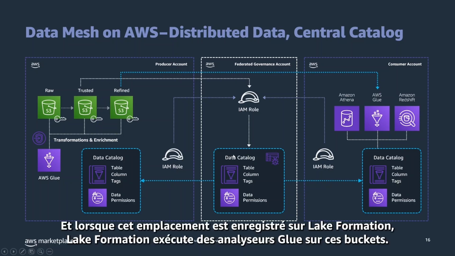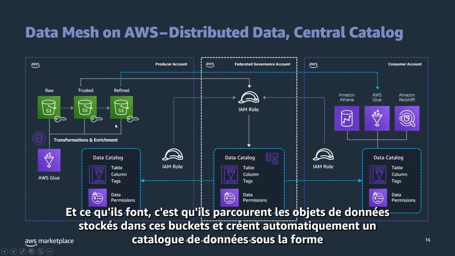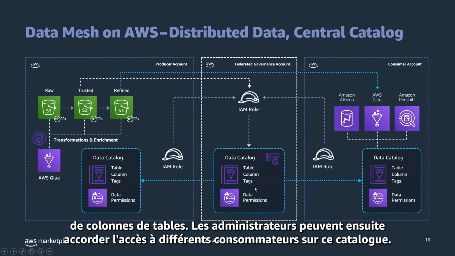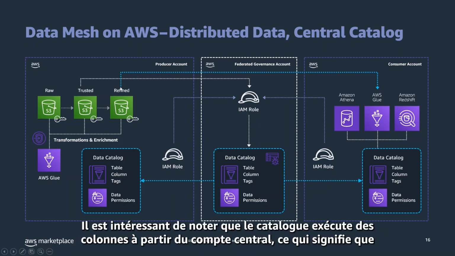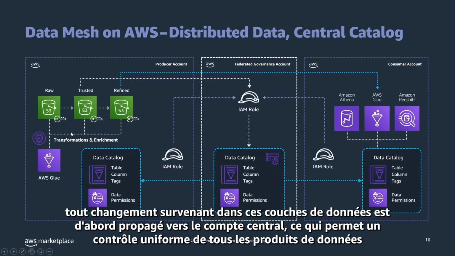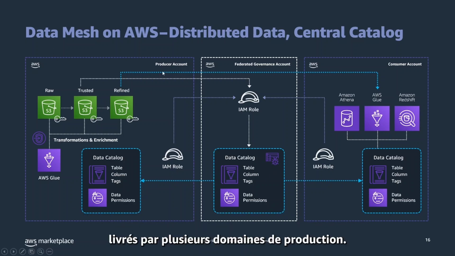And when this location is registered, Lake Formation runs Glue crawlers on these buckets. What it does is it crawls the data objects stored in these buckets and automatically creates a data catalog in the form of tables and columns. Administrators can then grant access to different consumers on this catalog. Now, it is worth mentioning that the catalog is actually running crawlers from the central account, which means that any changes that happen in these data layers first get propagated to the central account, thus giving uniform control on all the data products produced by multiple producer domains.